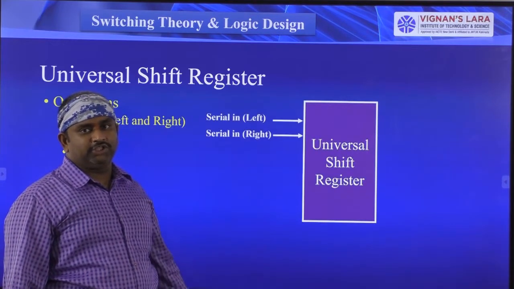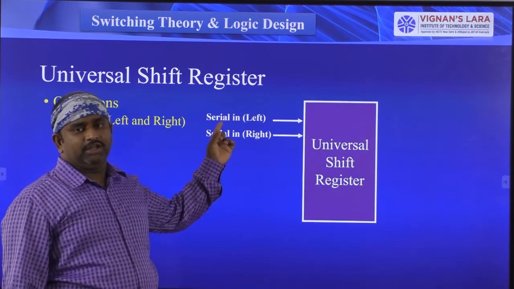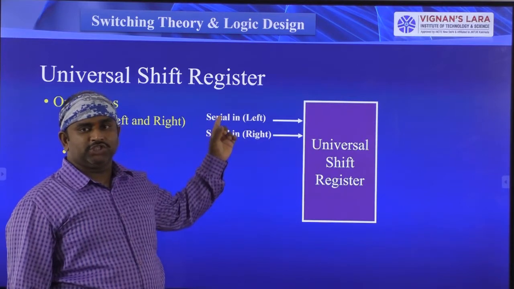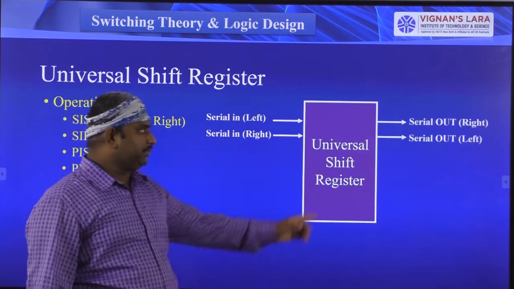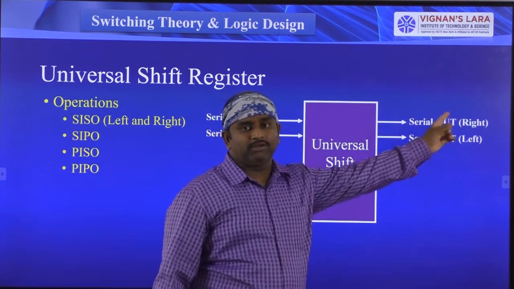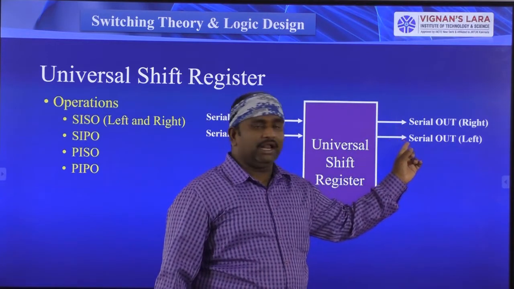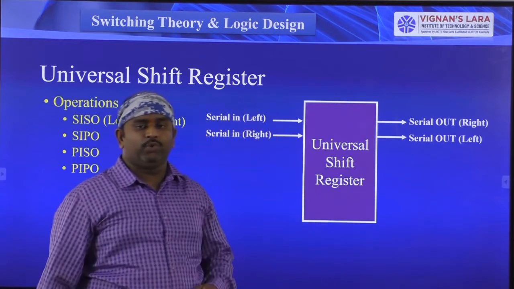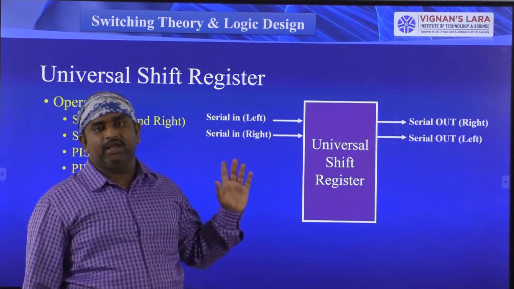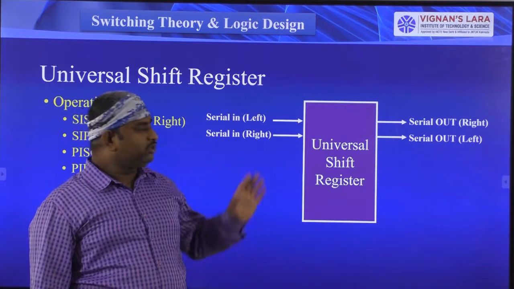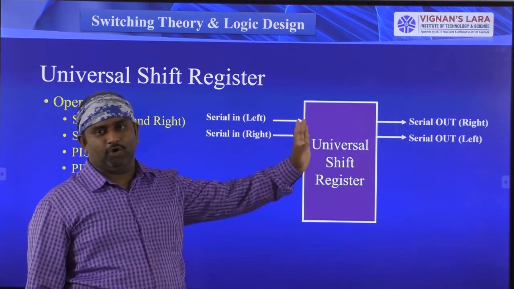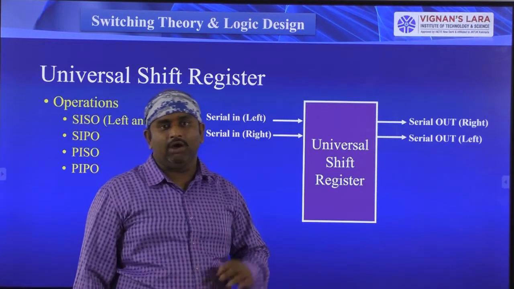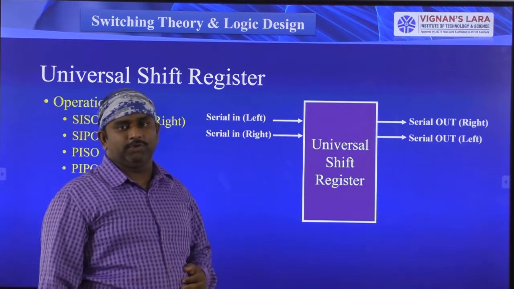So the first combination is shift left input data, shift right input data. These 2 terminals are required. Next, serial right shift output data, serial left shift output data. There are 2 output terminals which we take serially in the right direction and left direction. So first, for the serial input, serial output, left side and right side, totally 4 signals here we have. 2 are inputs, 2 are outputs.